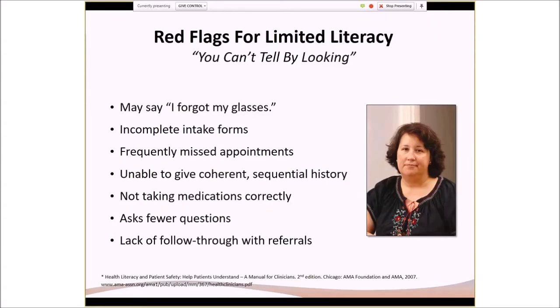So how do you know somebody has low literacy? They can say, I forgot my glasses, I want to check with my adult child. Incomplete intake forms, the names of drugs and diseases are long and complex. Frequently missed appointments, unable to give a coherent sequential history. We spend a lot of time teaching medical students how to take a history, but nobody teaches patients how to give a history. The lower your literacy, the more likely you are just to tell stories, not taking your medicine correctly, asking fewer questions, lack of follow-through with referrals. Also, if you speak a language other than English, it can add to the literacy problems.